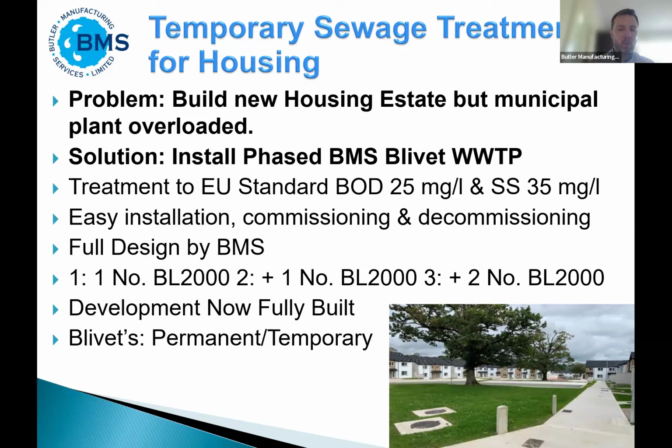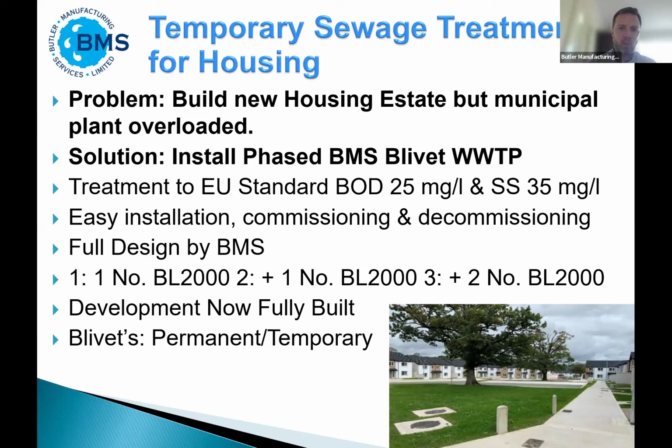So again, the actual plant was organically rather than hydraulically overloaded. There was agreement from Irish Water and from the planning authorities that if the sewage at the site was treated to BOD 25 milligrams per litre and suspended solids 35 milligrams per litre, which is the European wastewater discharge standard, a great benchmark for sewage treatment and the minimum you'd ever go at, it could be discharged into the sewer until a municipal plant came on stream.